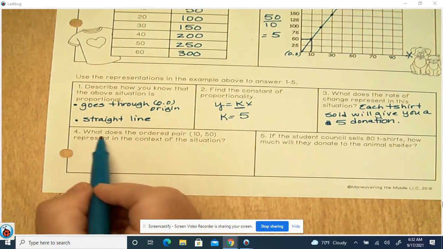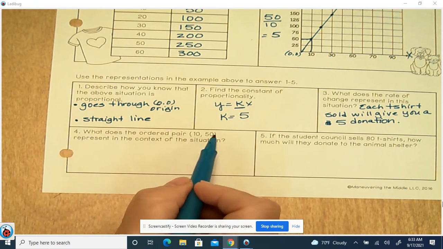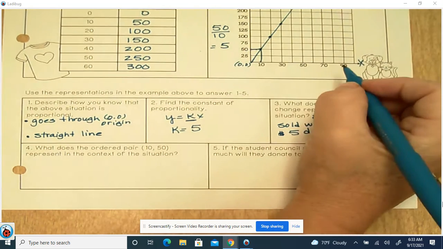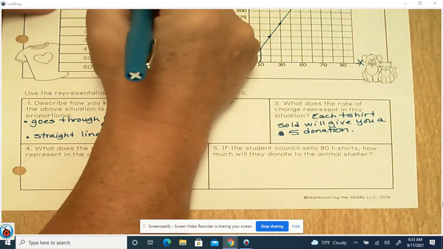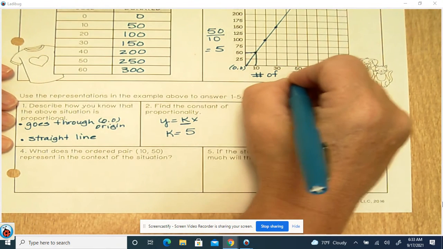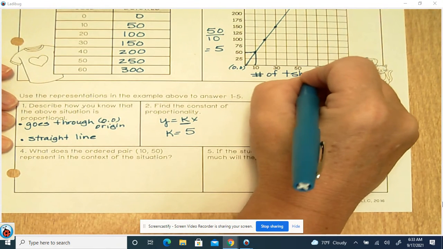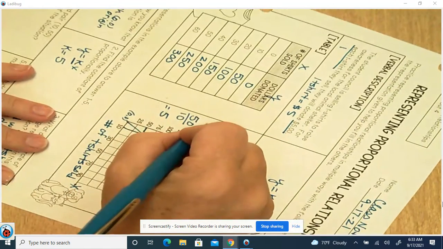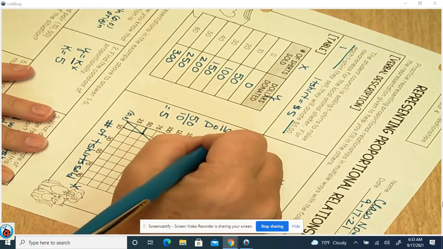And then down at the bottom, it says, what does the ordered pair (10, 50) represent in the context of the situation? And if we look down here, we know that the x is going to be the number of t-shirts sold. And this right here is going to be the dollars donated.